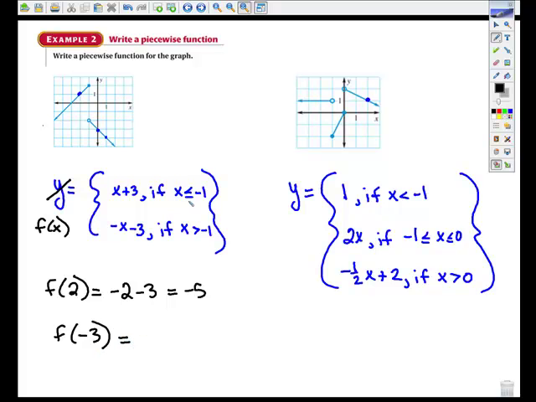Or what if I'm looking for f at negative 3? Well, negative 3 is less than or equal to negative 1, so I would use this function up here. So I put in my negative 3 in place of x, plus 3 equals 0. So if x is negative 3, and you can even see it, 1, 2, 3, x is negative 3, the y is 0. So when you're given problems like this, you have to look at the conditions of the domain to see which part of the function you plug it into.